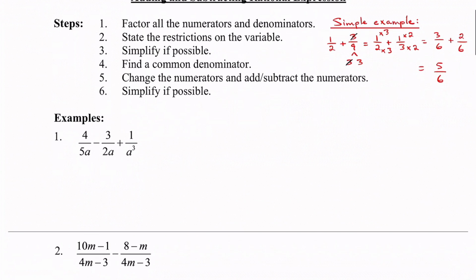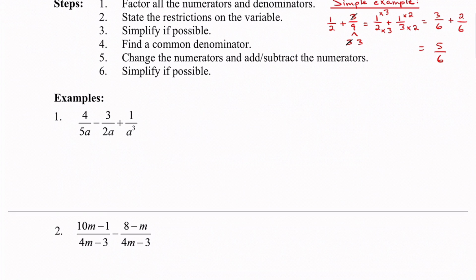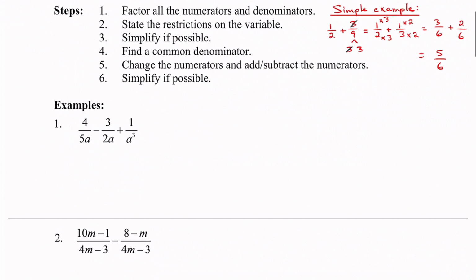So looking at number 1, we've got that right there. What we want to do is, if we can, factor all the numerators and denominators. So 5a I could break apart into 5 times a. 2a I could break apart into 2 times a. And this a cubed you could break apart into 3 a's, but I'm just going to leave it as a cubed. So step number 2 now would be our restrictions.